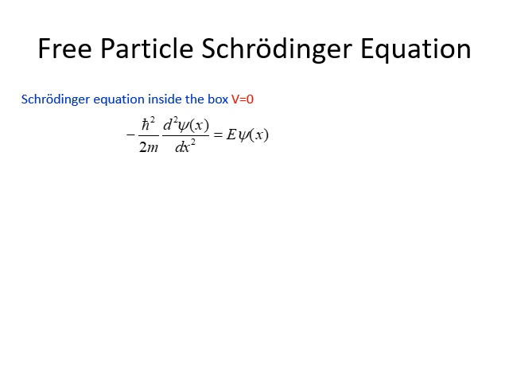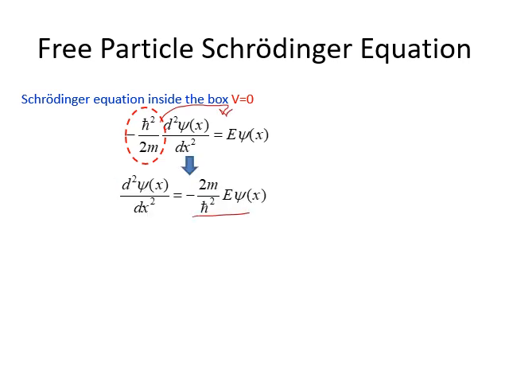Here is the Schrödinger equation with potential energy 0. In order to make this equation look simple, we divide both sides by the constant negative h bar squared divided by 2m. In other words, we move this to the right side, so we invert it. And then we move this to the left side, so negative becomes positive.